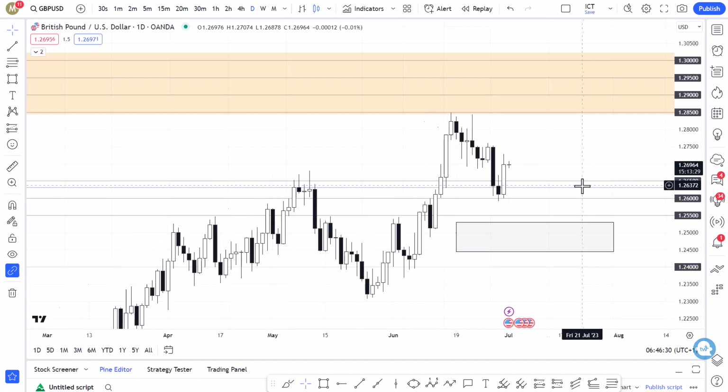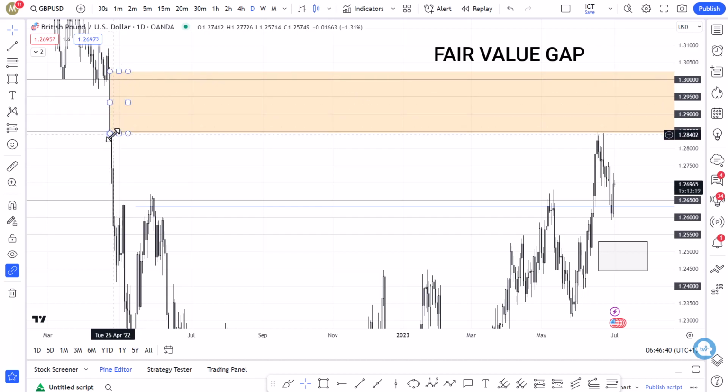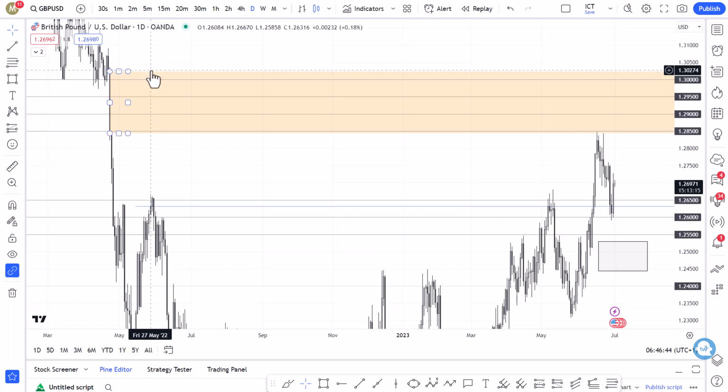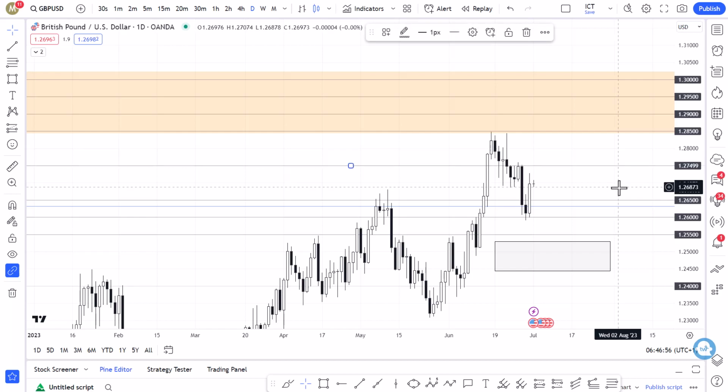I've had this orange box drawn out for quite some time now because this is a daily fair value gap. I explained it in the weekly outlook video from last week, so if you're not sure what that is, you can always check out the other video, but it just marks this gap in the market where price is likely to return to. It acts like a magnet. And I'm just going to add another one of these institutional price levels here.